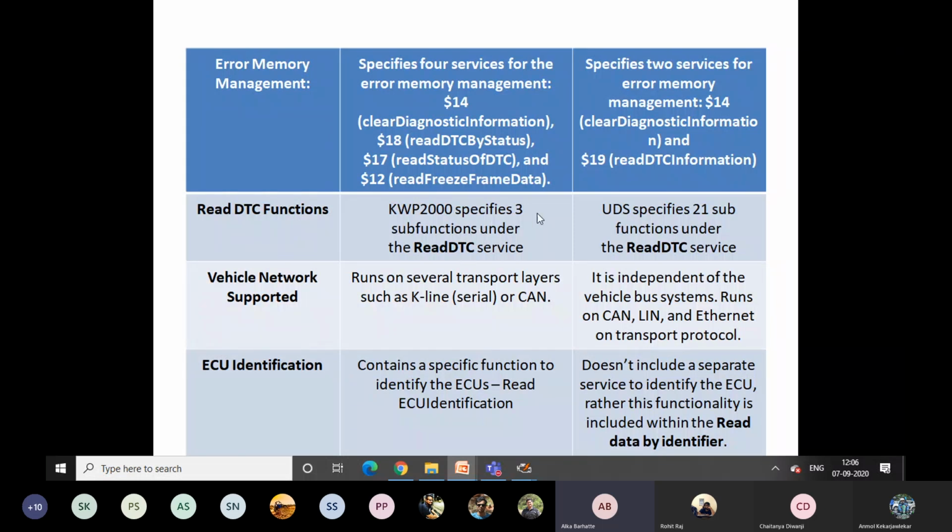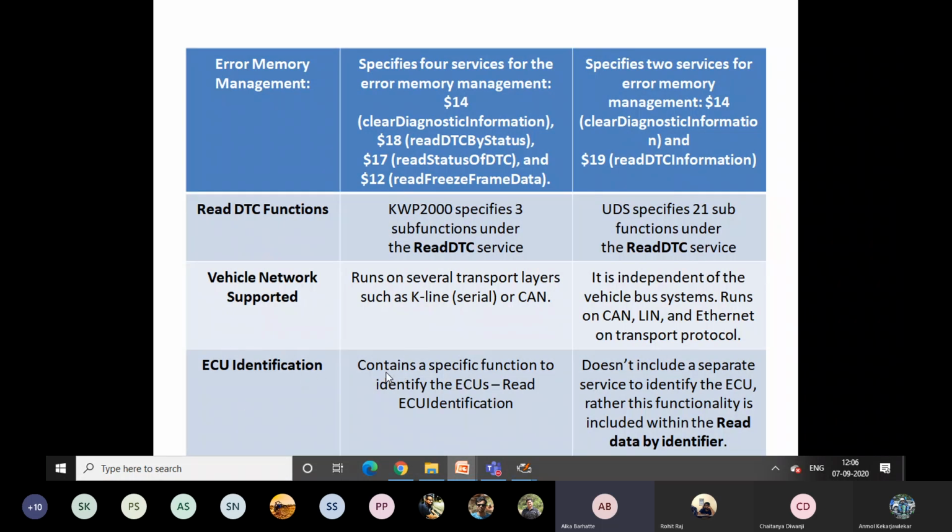Of the functions which are supported, only 3 subfunctions under read DTC can be supported or activated at a time, whereas here it will support 21 subfunctions under read DTC. So those are listed in those standards. Okay. Vehicle network supported runs on several transport layers such as K-line, which is representing serial communication, or CAN, and these are using the inbuilt protocols of the vehicle, that is CAN, LAN, Ethernet transfer protocols.